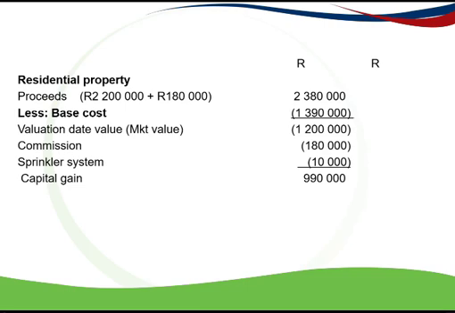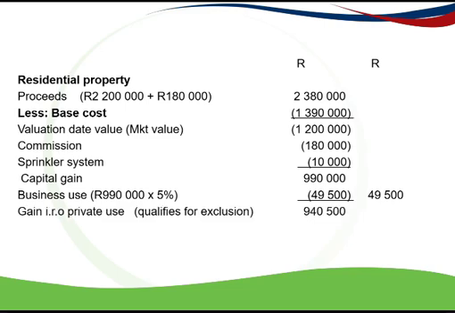Now remember, a residential property is subject to a primary residence exclusion if it was her primary residence and it said she lived in the house. However, the question also told us that she used 5% of the house always for trade income or for business use. So we need to take out 5% of the capital gain because that relates to business use, and we include it straight in our second column because business use of a primary residence does not have any part of the exclusion. And now we can say, all right, 940,500 Rand qualifies for the exclusion.